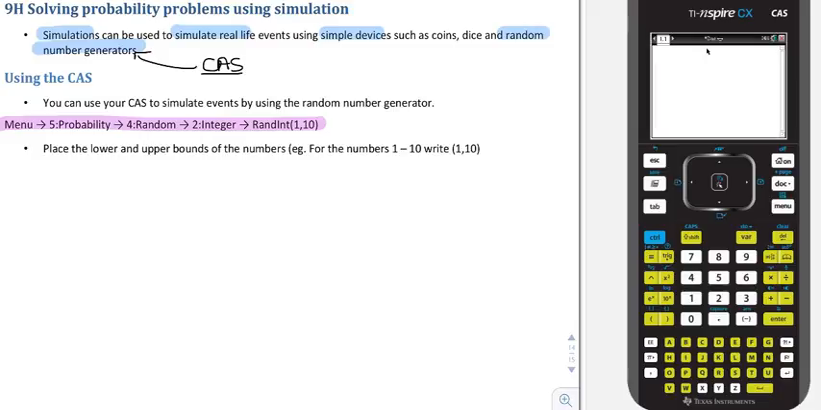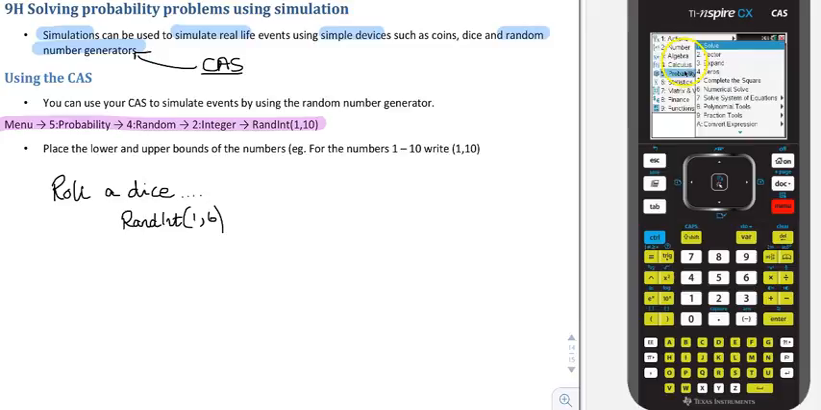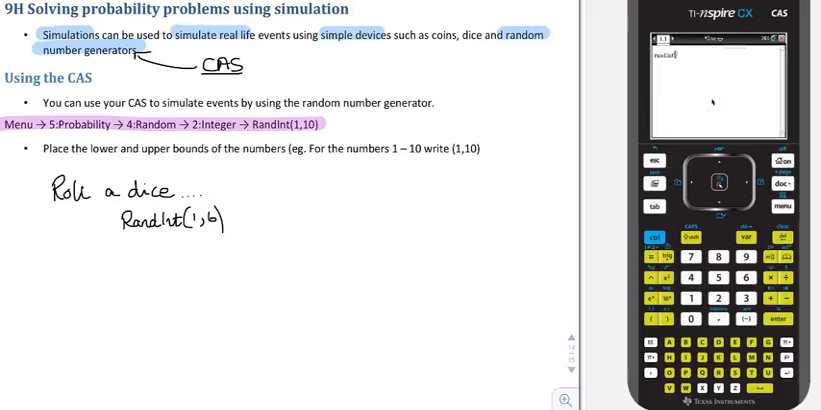If instead we were looking to do something like rolling a dice, it would be the same process. So roll a dice. We'd be looking at doing a rand int or a random interval between 1 and 6. So again, probability, random, integer. So number would give you just a random number. Could be decimal, could be fraction. We're looking for an integer, a whole number. So 1 and 6. If I just keep pressing enter, it's just going to keep coming up.